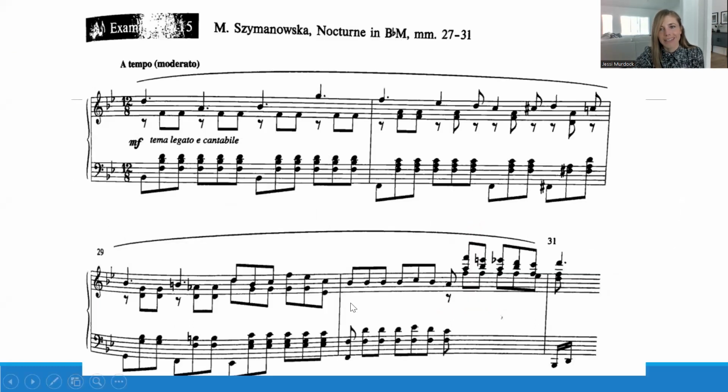Next one is also not labeled, so you will have to figure it out. So this is a piece by Maria Zarmanovska. I'm pretty sure that's not really how you say her last name, but that's as close as it's going to get for Polish. She was actually alive at the same time as Chopin, but you've probably never heard of her. So here's what this example sounds like.